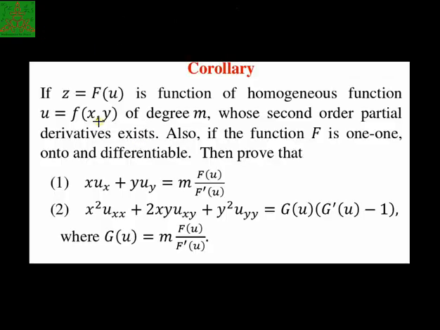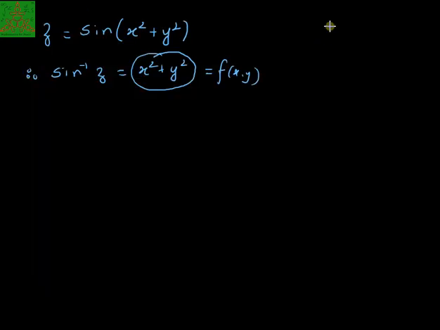Now if we compare this situation with this corollary, we have here in our example sine inverse of z is equal to f of xy, which is nothing but x square plus y square. So this is your function u. That is, u is equal to f of xy, and this is your f of u. We have f of u equal to sine inverse of u. So according to this situation, I am just writing f of z is equal to sine inverse of z.